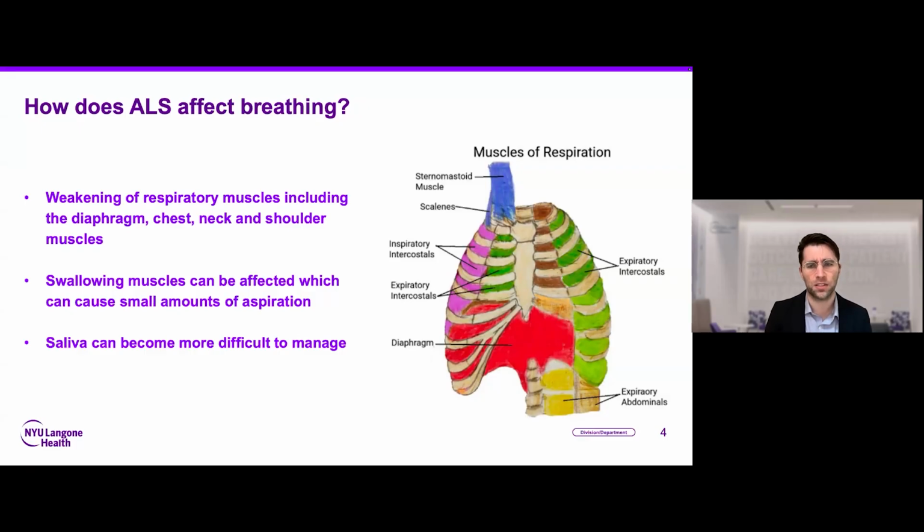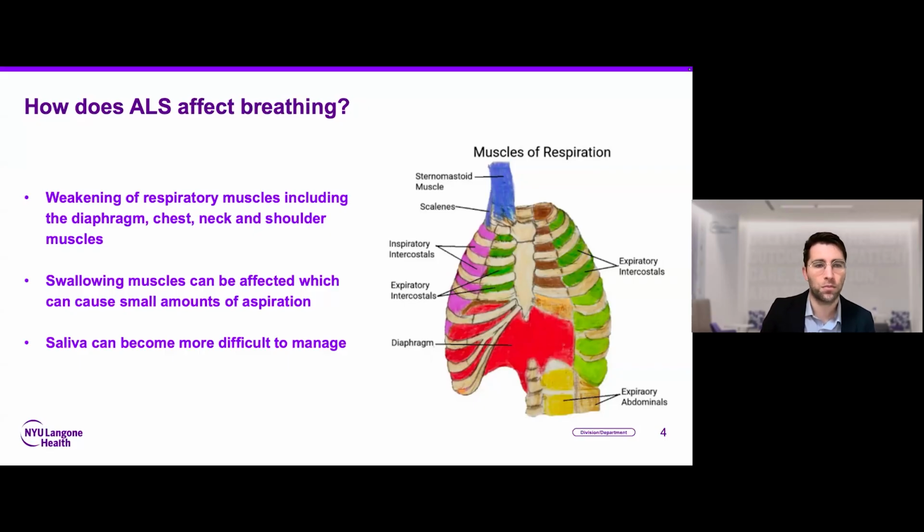And weakness in any of these muscles leads to shallow breaths and inability to take a deep breath in, which we call hypoventilation, so low ventilation. Similarly, ALS affects the muscles of expiration, so breathing out. And those again are the muscles in between your ribs, as well as your abdominal muscles, which can also help to exhale. The reason that is very important to us in thinking about respiratory care for ALS is because that weakness in exhalation leads to impaired coughing strength, which is very important to preventing infections and clearing secretions.